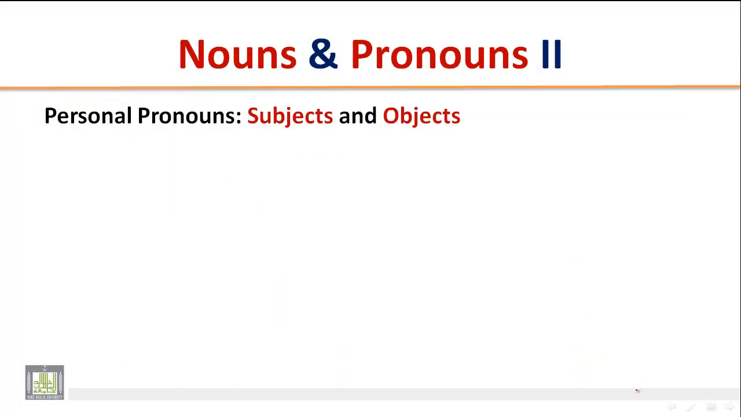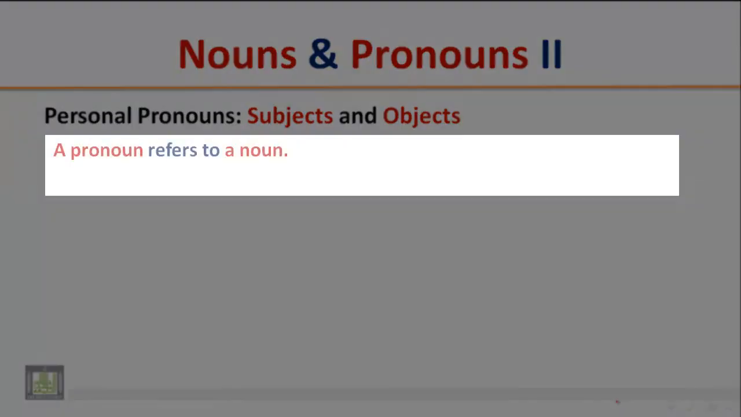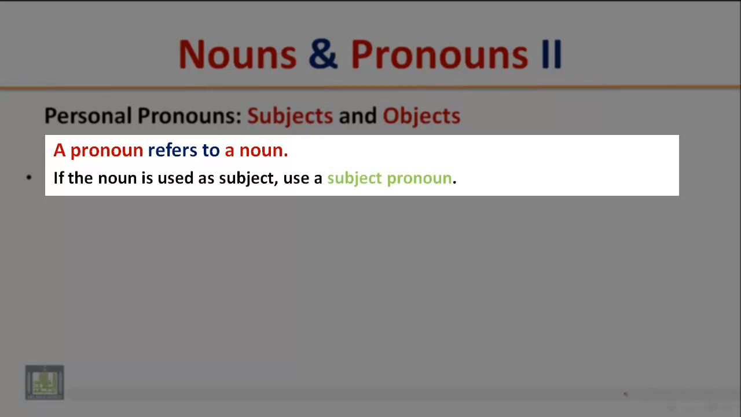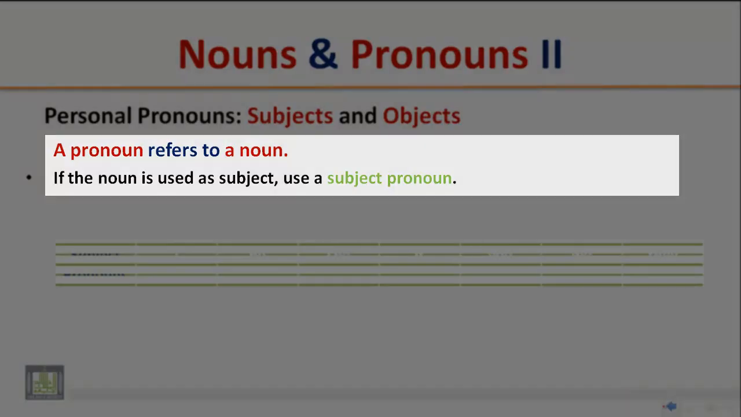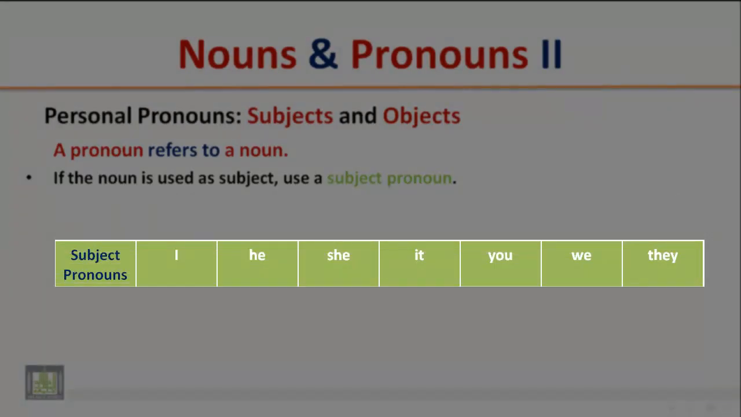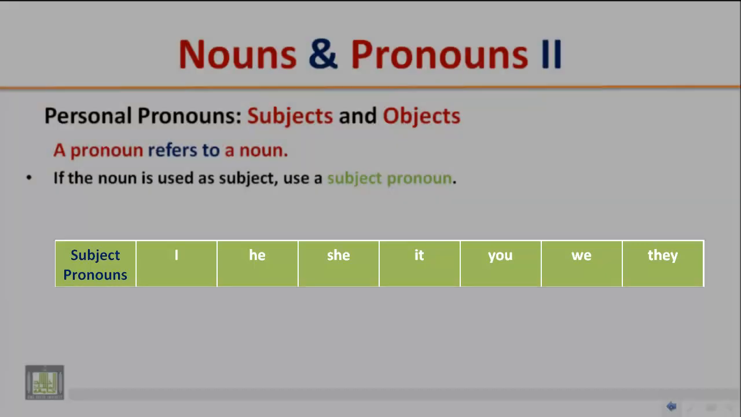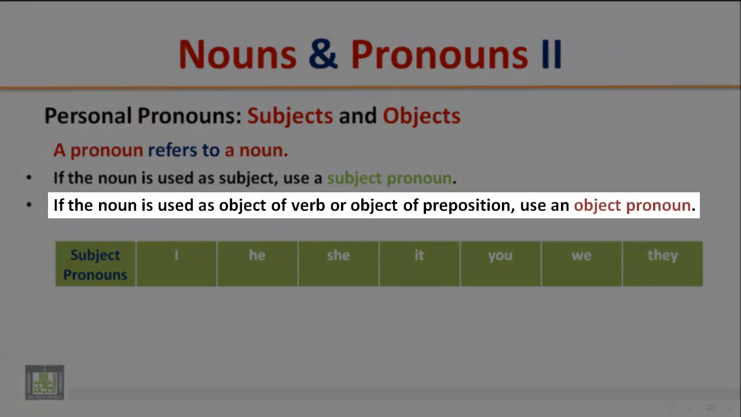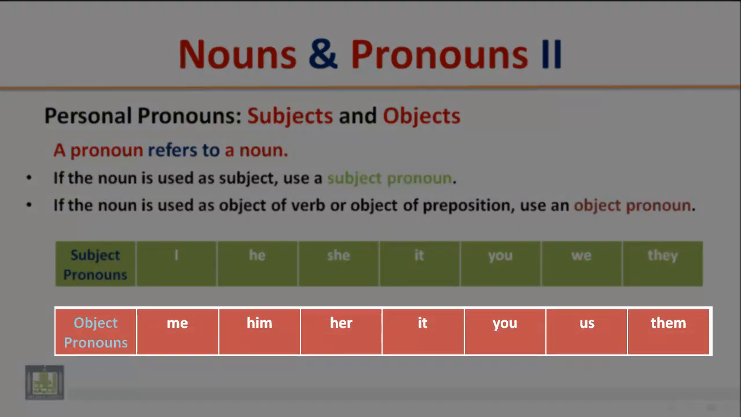Personal pronouns, subjects and objects. A pronoun refers to a noun. If the noun is used as subject, use a subject pronoun. Subject pronouns: I, he, she, it, you, we, they. If the noun is used as object of verb, or object of preposition, use an object pronoun. Object pronouns: me, him, her, it, you, us, them.